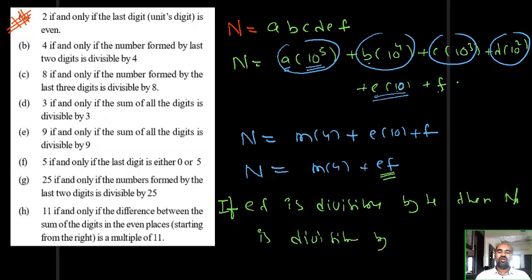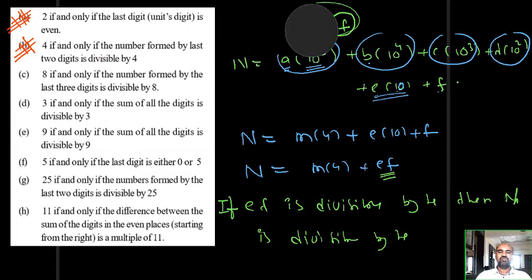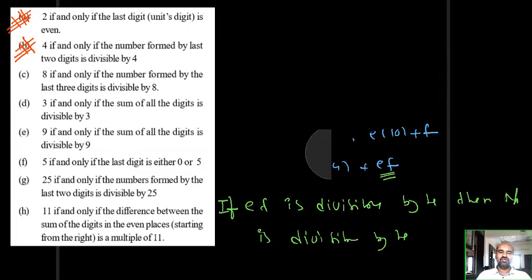What is the meaning of this? In the given number, if the 2-digit number formed with the last 2 digits is divisible by 4, the total number is divisible by 4. That is the second rule: divisibility by 4 holds if and only if the number formed by the last 2 digits is divisible by 4. This is the divisibility rule of 4. Now I want to explain the divisibility rule of 8.